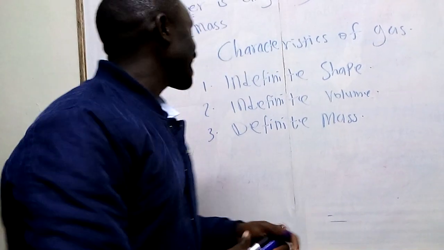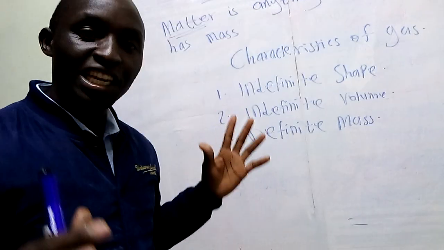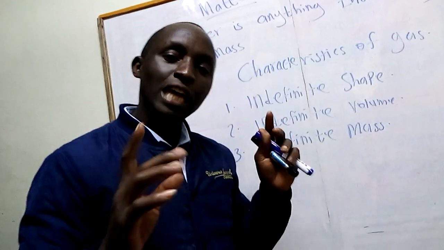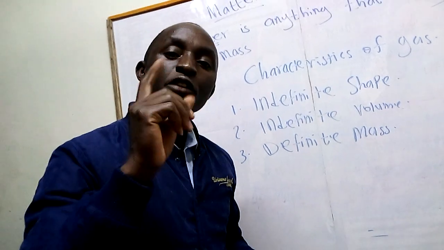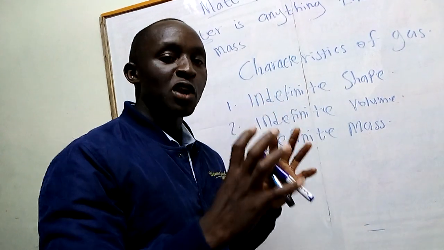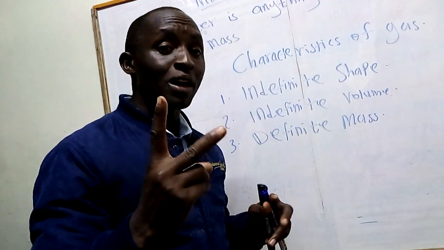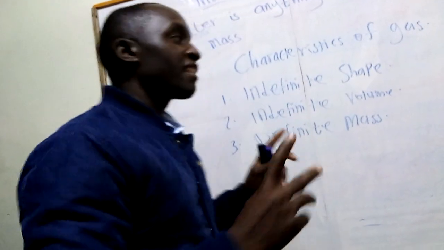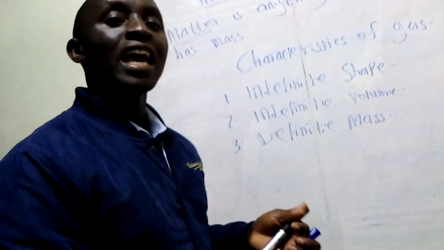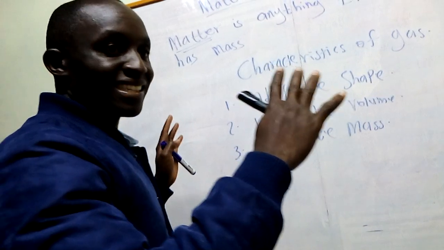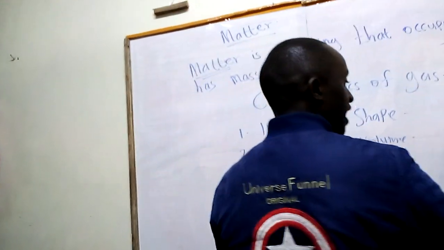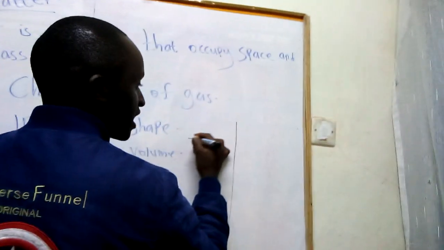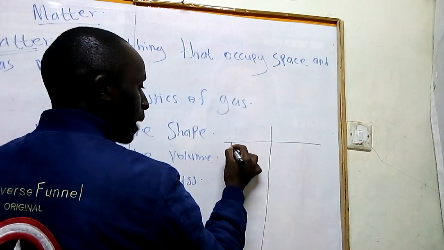Then lastly, it has a definite mass. Gas has a definite mass. The only way you can determine the mass of a gas is by taking two balloons. You inflate one balloon, you put some air in a balloon. The other one, you inflate too. Then place them on what we call a measuring balance, like a seesaw. You have something like this. The first here, you put a balloon here.